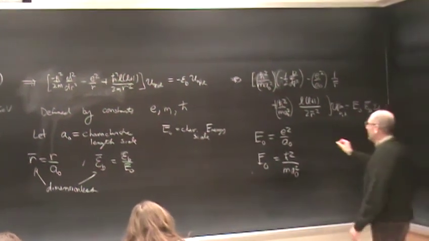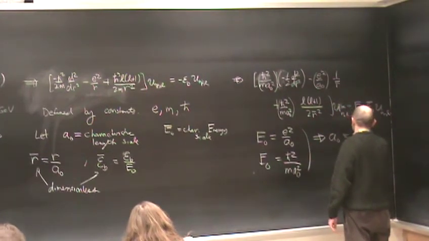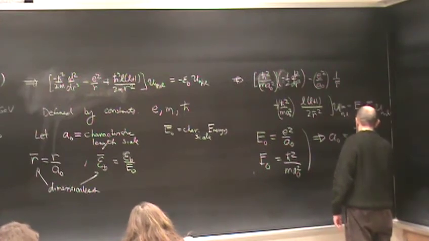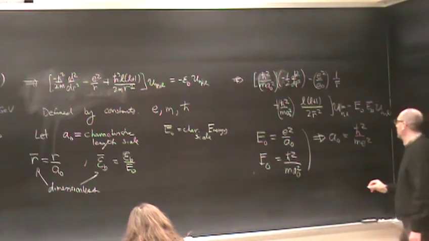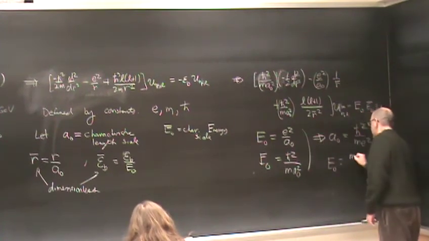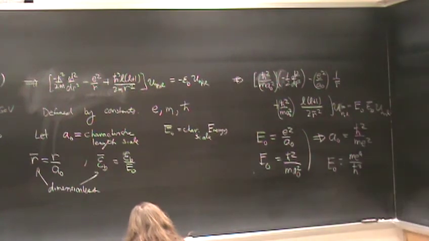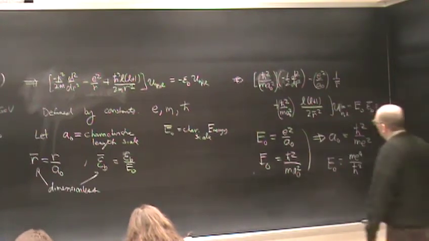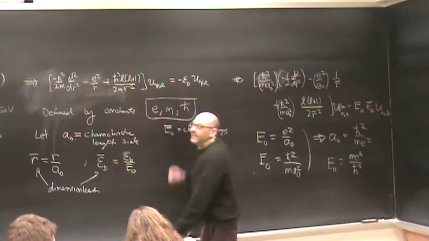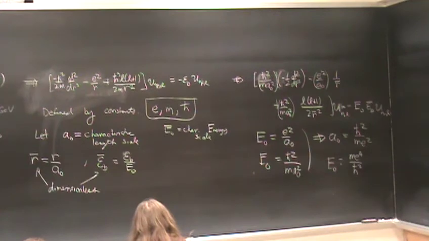And when you solve that, what you find is the following. A naught is h bar squared over m e squared. And E naught is m e to the 4th over h bar squared. Those are the characteristic length and energy that come from these three fundamental constants in CGS units. Okay?